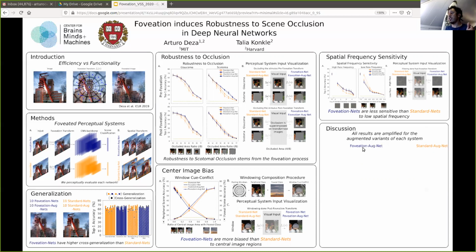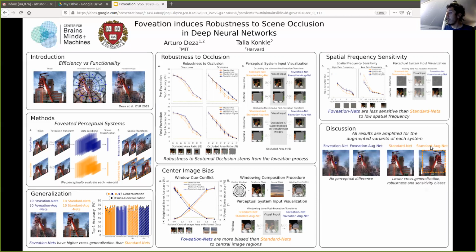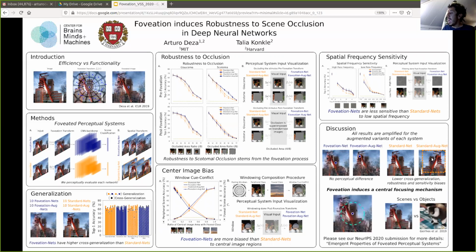If we compare foveation net versus standard net, however, and compare foveation net versus foveation ognet, eye movements don't buy you anything. There's no perceptual difference whatsoever. But there is lower cross-generalization, lower robustness, and higher sensitivity biases between standard net and standard ognet. In particular, I want to emphasize the effect that foveation induces a central focusing mechanism on the visual stimuli. And it's not the texture statistics themselves. They're implicitly giving you that focusing mechanism at the center.